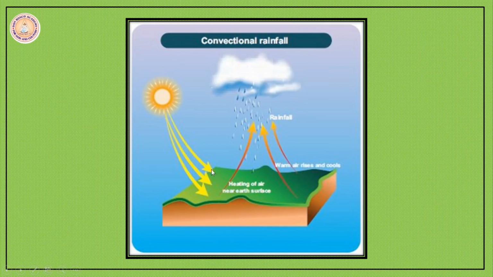So what happens near the equator? Every day there is rainfall, and the rainfall is of a convectional type. This type of rainfall occurs because during the day the temperature becomes very high, and it leads to the air near the ground to become warm and rise. Now, when the air rises, it comes in contact with cold air, condenses, and comes down as rainfall. Now, this is a cyclic type of rainfall which occurs every day. And this type of rainfall is known as convectional rainfall.